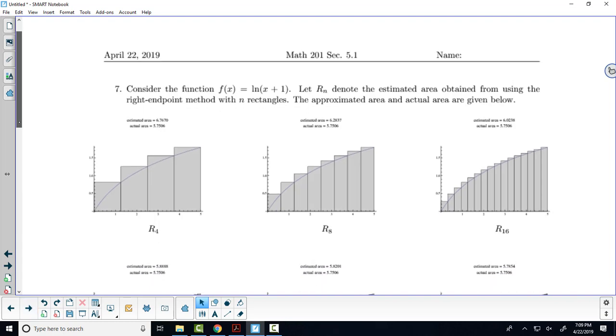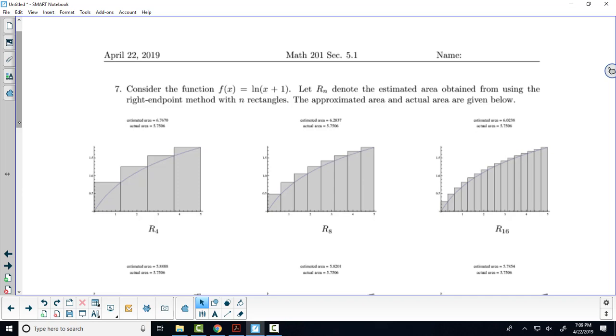Okay? So here we have this function, the natural log of x plus 1. I've graphed it for you. Okay? And I went ahead and I didn't do it. I told a computer compute R4, R8, R16. These are the right endpoint methods. You notice that? And each time I'm doubling the number of values, the number of rectangles.